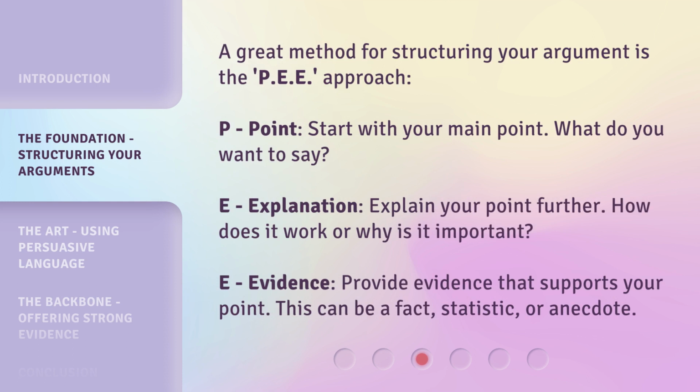A great method for structuring your argument is the PEE approach. P. Point. Start with your main point. What do you want to say? E. Explanation. Explain your point further. How does it work, or why is it important? E. Evidence. Provide evidence that supports your point. This can be a fact, statistic, or anecdote.